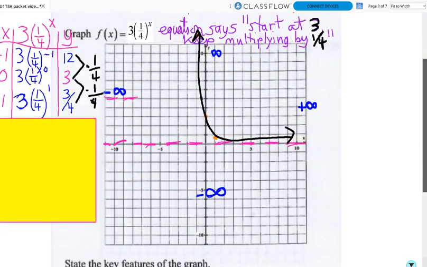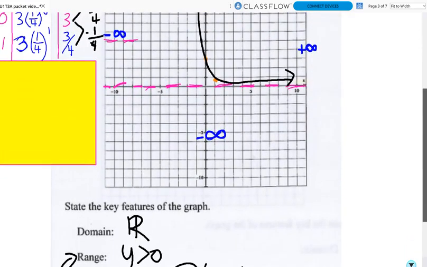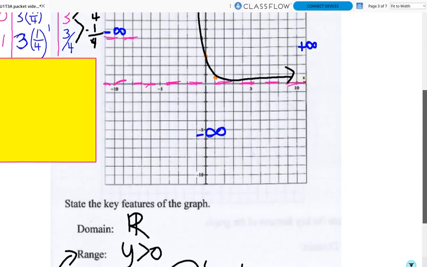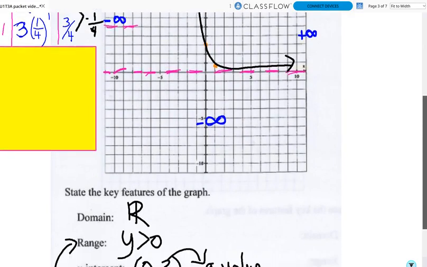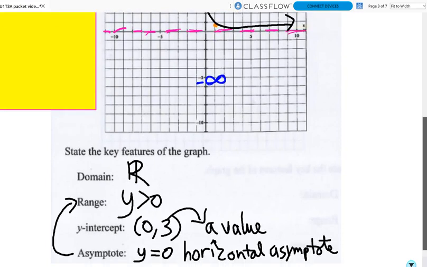Now that I have a graph, I can start answering the questions below. The domain of every exponential function is all real numbers. It extends from -infinity to +infinity. The range is based on that horizontal asymptote. If the horizontal asymptote is at y equals 0, then my range is going to be all y values greater than 0, because no part of our curve is going to touch that asymptote.